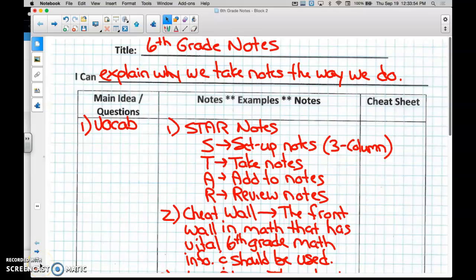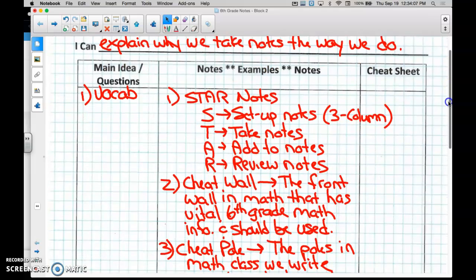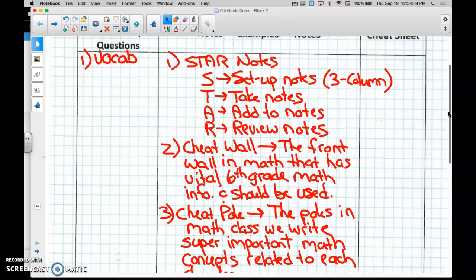Sixth grade notes. I can explain why we take notes the way we do. All right, so can you guys explain why we take notes the way we do? Yes. All right, so let's review what you can explain. First of all, we take notes using STAR notes, right? Yes. Okay, and STAR notes is an acronym for taking notes in a specific way.